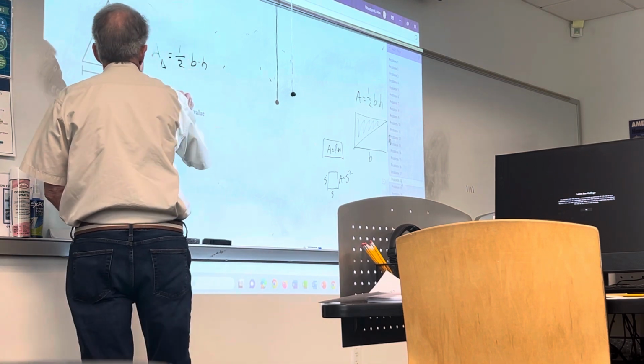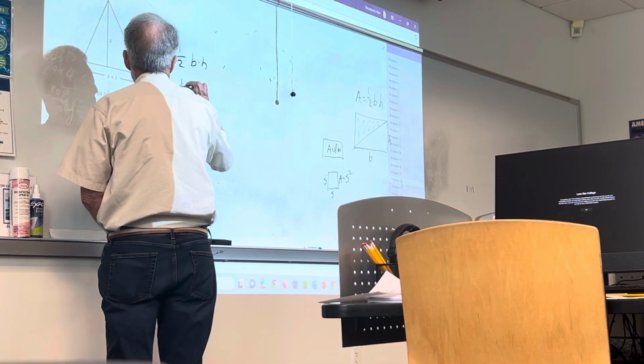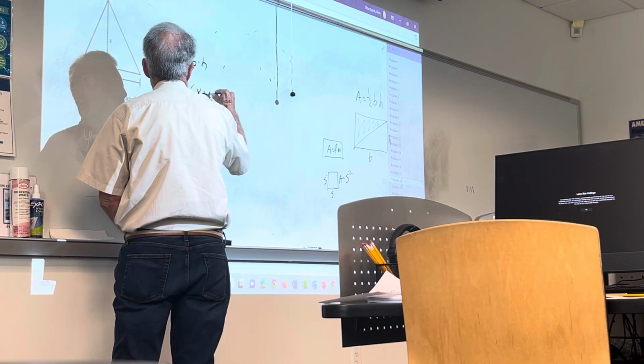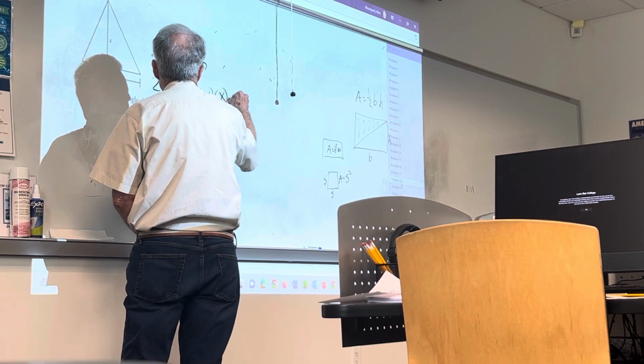So let's see, they tell us that the area is 21. The base is x plus 1. And the height is x.